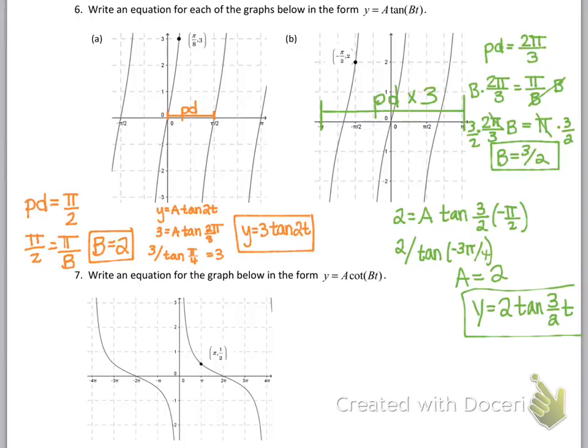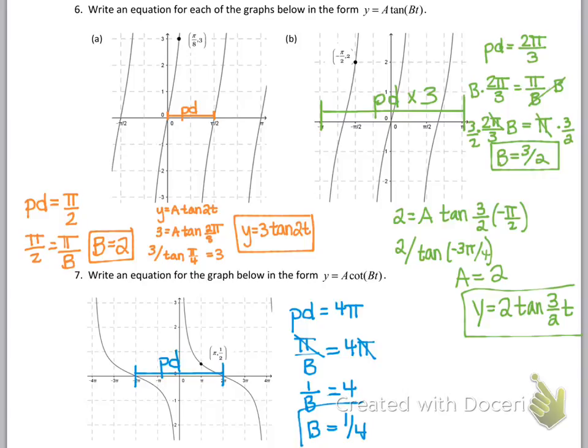And our last one, number 7. We have a period from negative 2 pi to 2 pi. So in this case, our period equals 4 pi. Now to solve for b, we have pi over b equal to 4 pi. If you cross off the pi's, you have 1 over b equals 4. If you take the reciprocal of both sides, you get b equal to 1/4. So this is our b value.